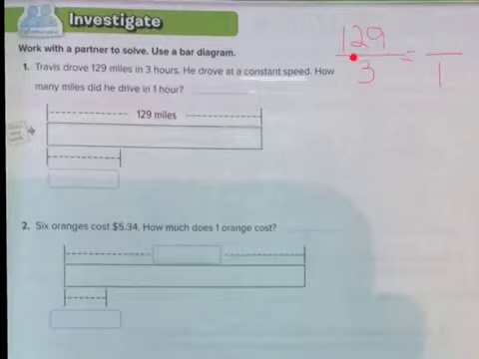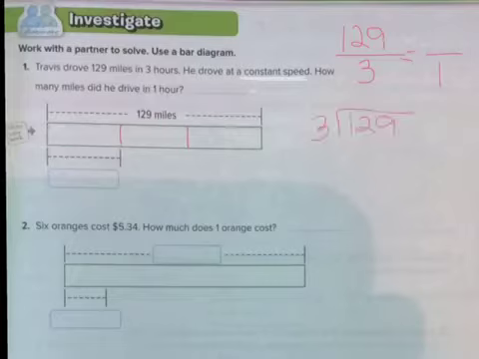Now, checking by divisibility rule, is this divisible by 3? 1 plus 2 is 3 plus 9 is 12. 12 is a number that would be divisible by 3. So in order to use this tool that we have here, this measuring tool, we're going to put the distance on the top, 129 miles. And we want to cut out 129 miles into 3 sections, okay? As you can see right here, because we want to just know what 1 hour is. This is 1 hour, 2 hours, and 3 hours.